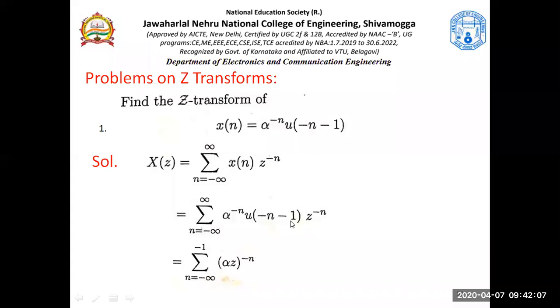Everybody write that down. Substituting n equal to minus m. Do that yourselves. Substituting n equal to minus m is to get rid of these negative signs here. Hope everybody is following my instructions. This is what I'm asking you to do with that summation.